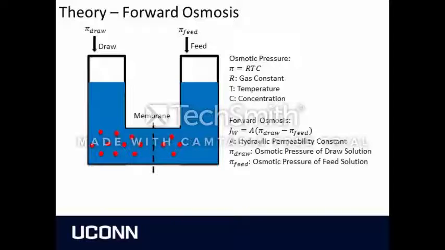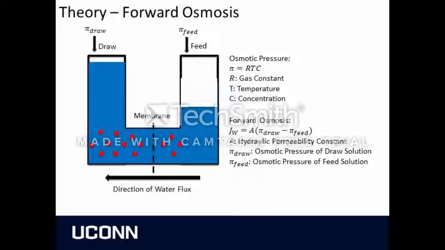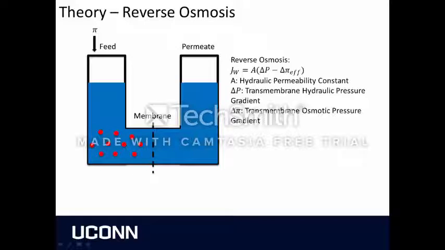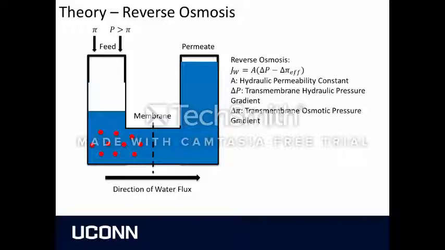Osmotic pressure is a colligative property, defined as the minimum pressure which needs to be applied to a solution in order to prevent inward flux across a semi-permeable membrane. In forward osmosis, an osmotic pressure difference between a concentrated draw solution and a dilute feed solution drives water flux across a semi-permeable membrane. In reverse osmosis, an outside energy source is used to generate a pressure greater than the osmotic pressure of a concentrated feed solution in order to force water flux through a semi-permeable membrane.